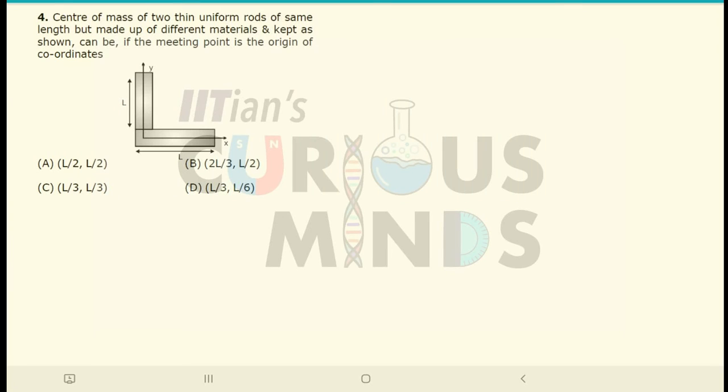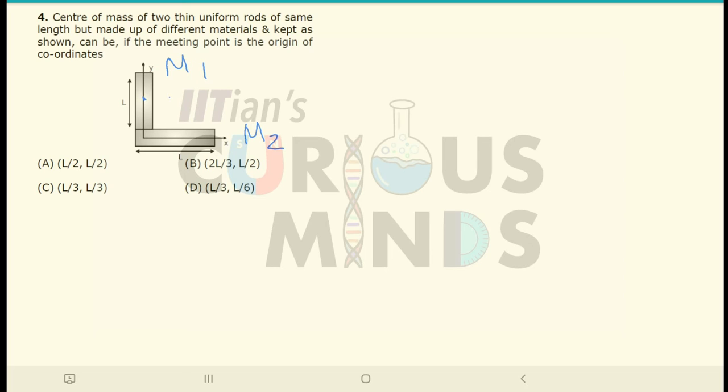Find the center of mass of two thin rods of the same length but made up of different materials and kept as shown. It can be if the meeting point is the origin of the coordinates. First of all, understand that let the mass of the first rod be m1 and the mass of the second rod be m2. There are three possible cases in this. Let us first find out where its center of mass will be individually.